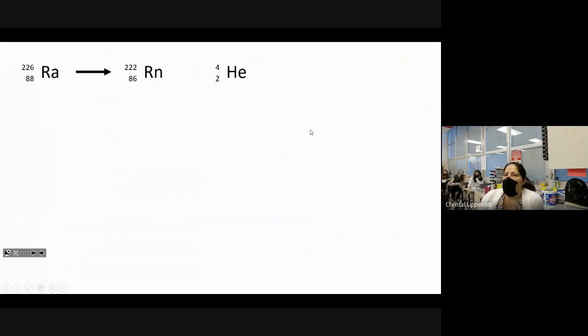All right. So if I'm starting out with Ra226, okay, this is its mass number. What is a mass number again composed of? What, two protons and neutrons.